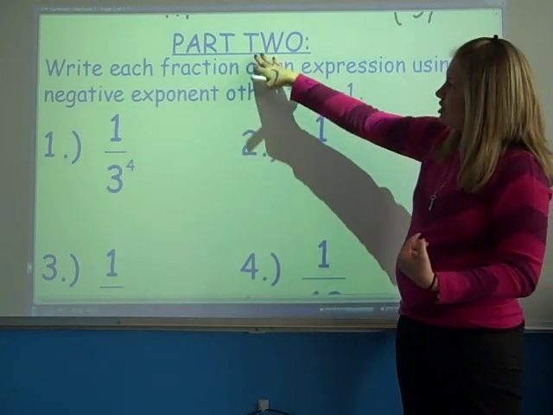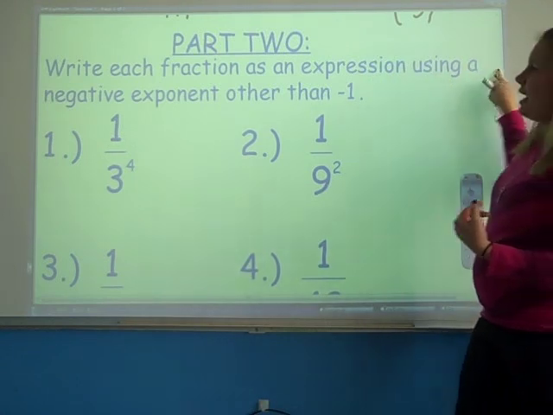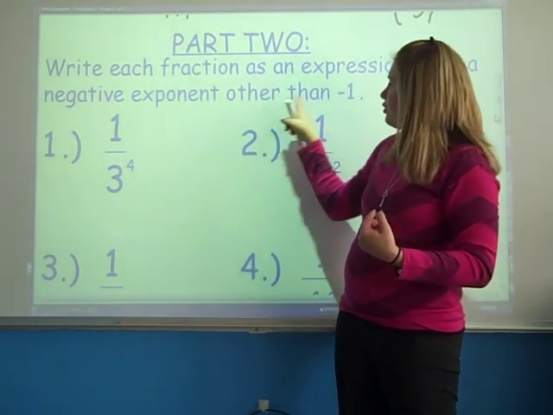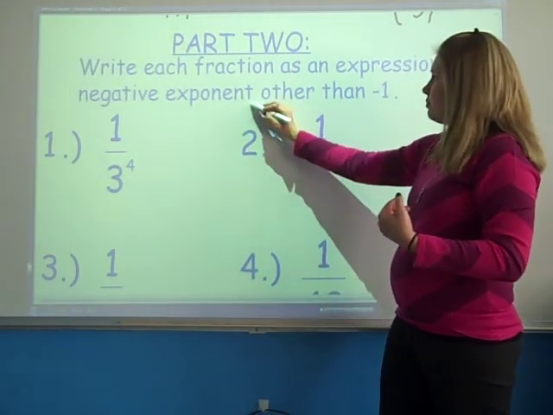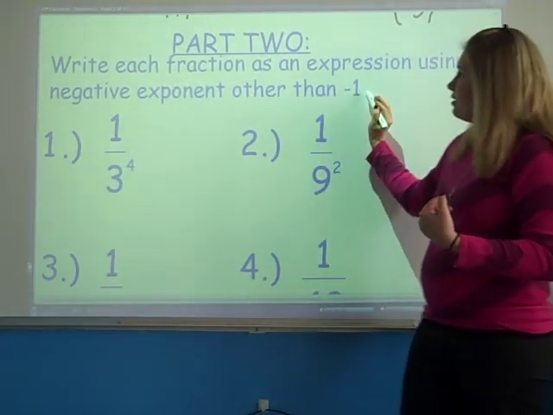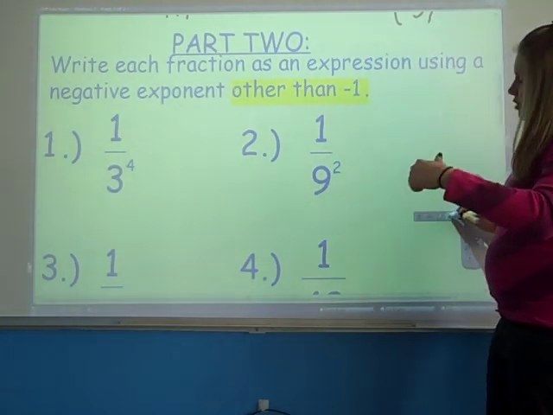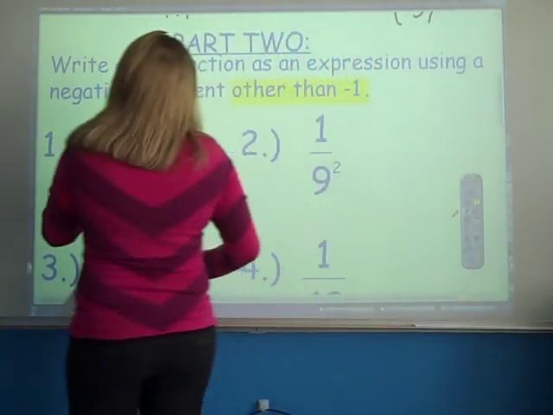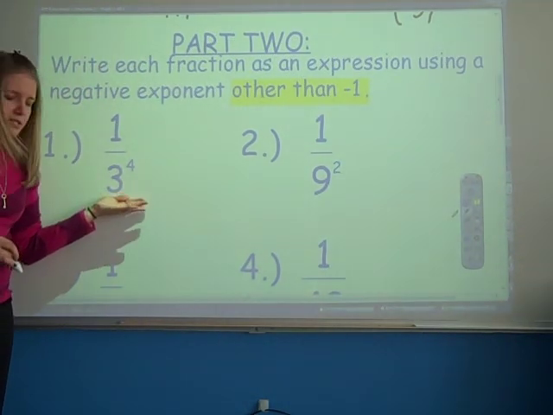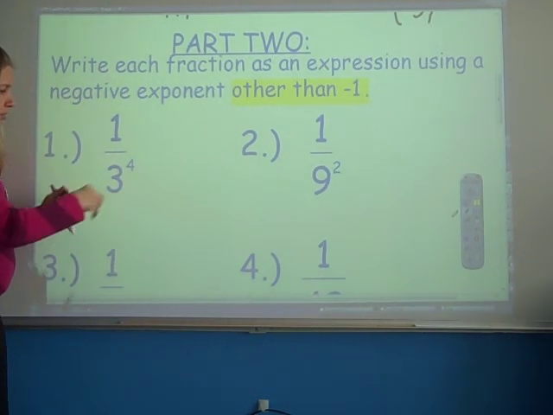Write each fraction, this is part 2, as an expression using a negative exponent other than negative 1. That's important right there, that other than negative 1 part. So let me highlight it for you. Other than negative 1. So we're kind of doing the reverse of what we were just doing. So I need to take this out of the denominator, and I want to make it have a negative exponent. Well, you're doing the reverse.